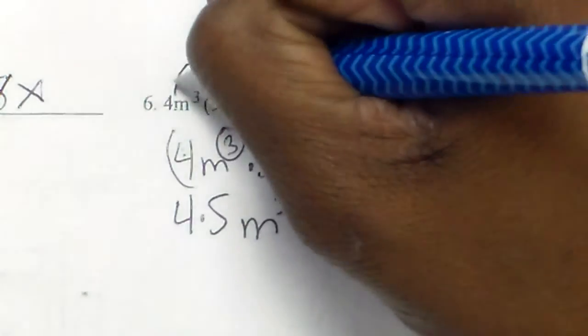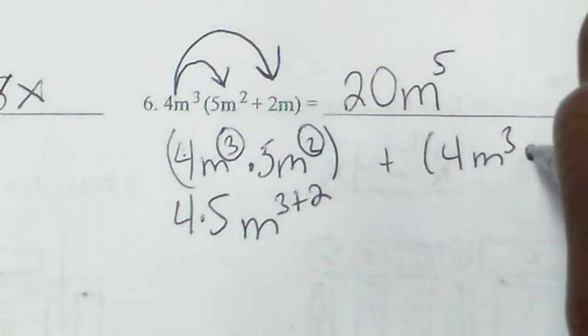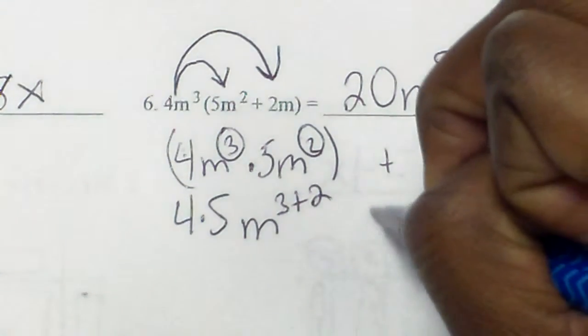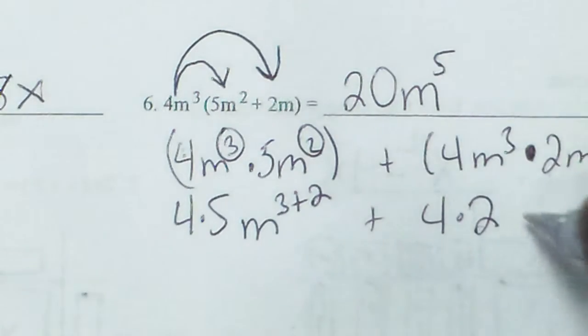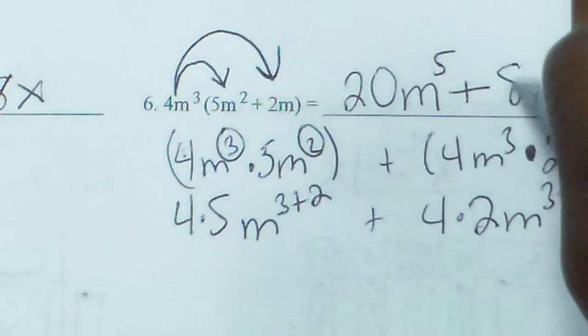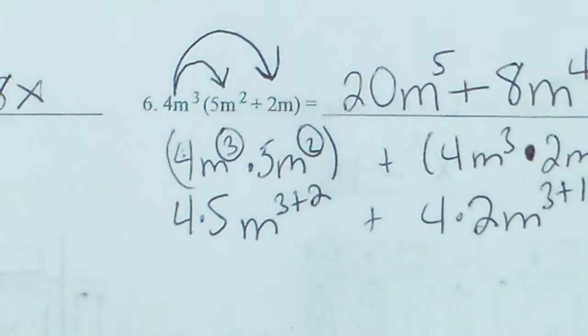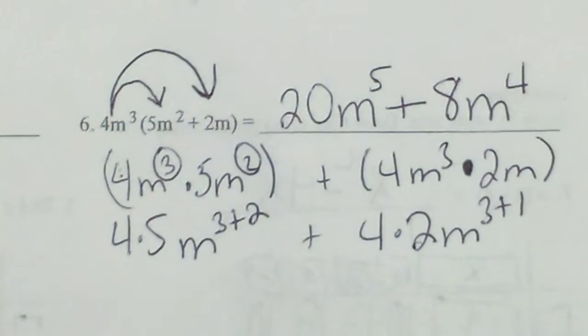Got it? Then we distribute to the outside term. That's 4m cubed times 2m. It's basically saying 4 times 2, and on the m's, we're adding 3 plus 1. So that should be plus 8m to the 4th power. We cannot add any of these terms that we've done so far because none of them are alike. Everybody got it?